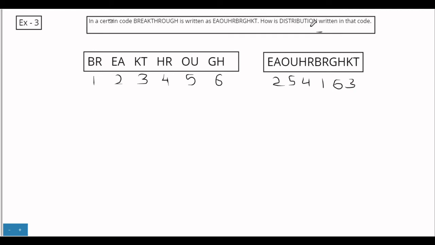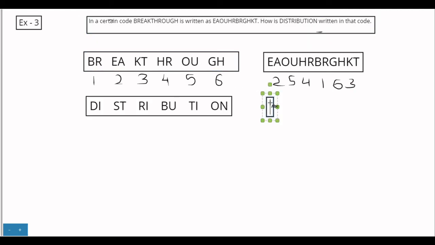Now let's try the same thing for distribution. We use the labels from breakthrough in distribution as well. So first comes 2, which is ST, then 5, which is TI, 4, PU, 1, DI, 6, ON, and 3, RI. So STTIPUDIONRI is the code for distribution. Fine. Now on to the next one.